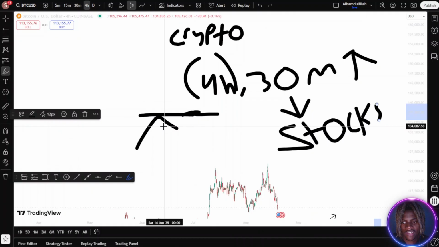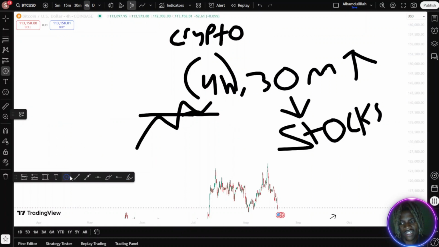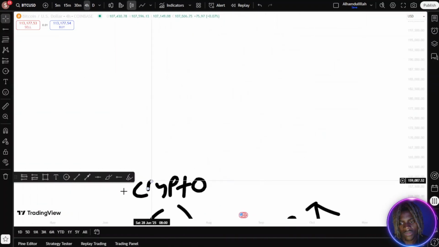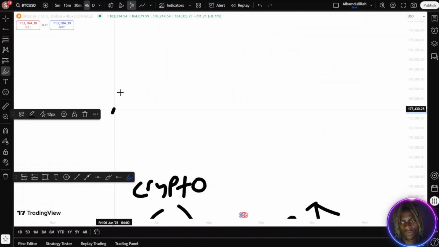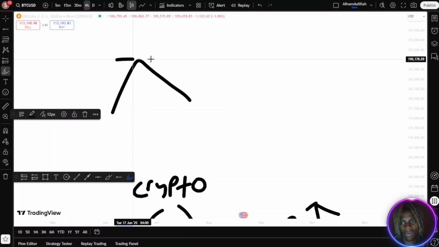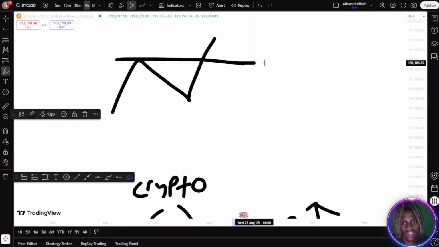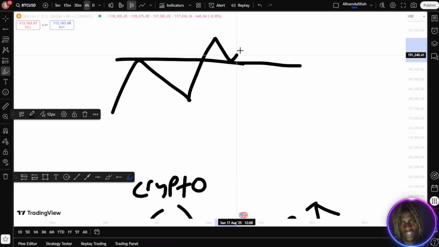To be broken. So then after resistance above current price is broken, wait to see if it turns into support. And if it does, then you can enter. Yep. So once again, you're going to wait for resistance above current price to be broken on the 4 hour or 30 minute. And then you're going to wait to see if resistance turns into support. And then you can take it back up.